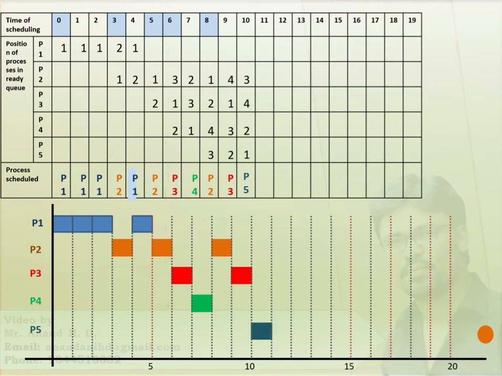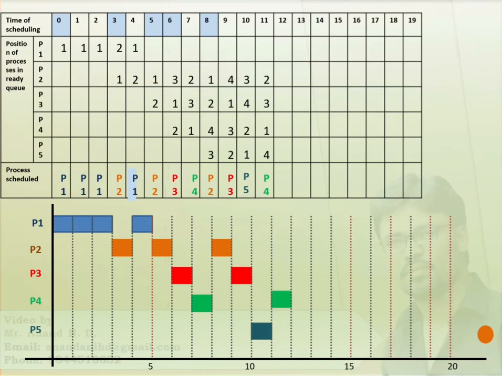At 11 time unit, again there are 4 processes in the ready queue P2, P3, P4 and P5 with P4 in first position, P2 in second position, P3 in third position and P5 in fourth, that is, last position. So now out of these 4, P4 will be selected for execution and it will be executed from 11 to 12 time units.